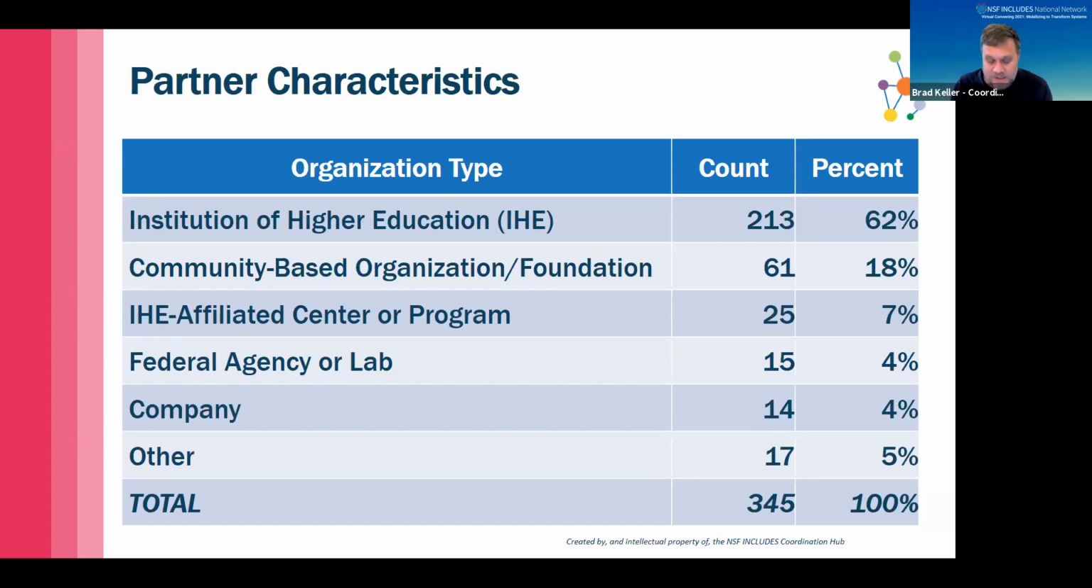So the 8 alliances have engaged a total of 345 partners. Of this number, 213 or 62% are post-secondary institutions. 61 or 18% are community-based organizations, foundations, or other nonprofits. And 25 or 7% are IHE affiliated centers or programs. As Tracy showed you during the previous session, the site includes a map that allows you to view the geographic distribution of each type of partner organization.